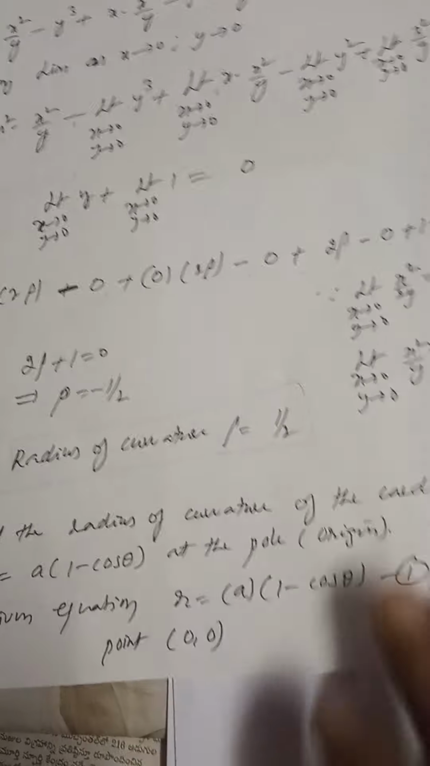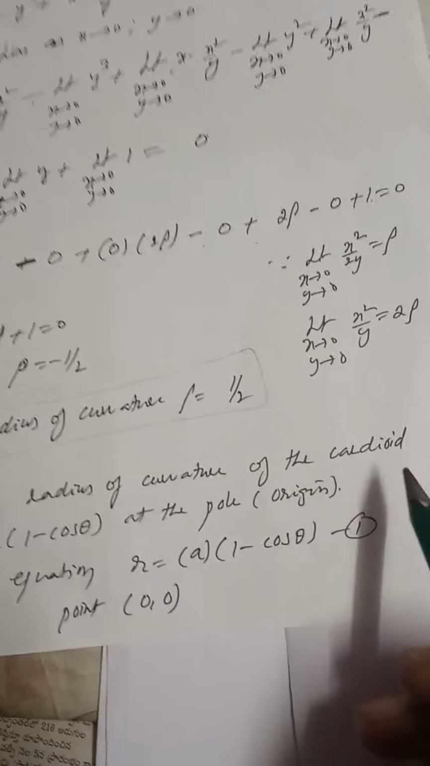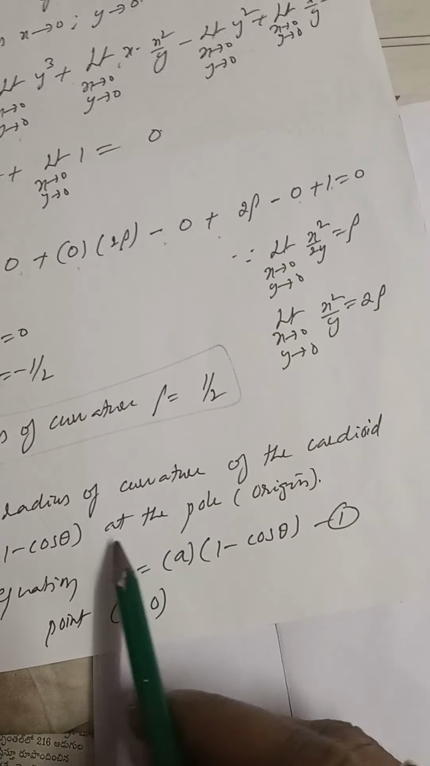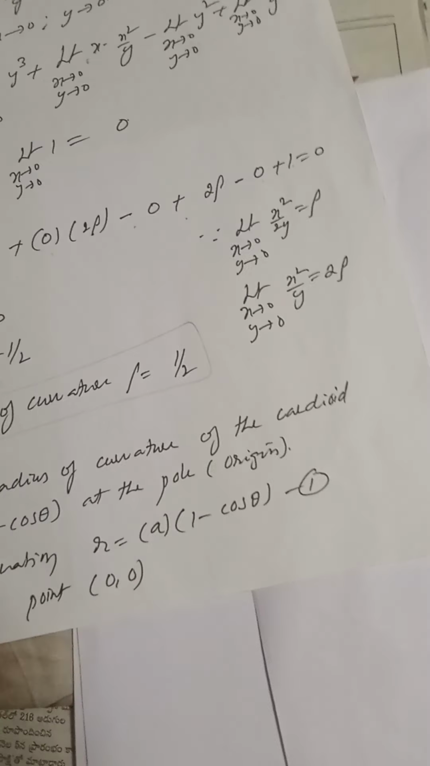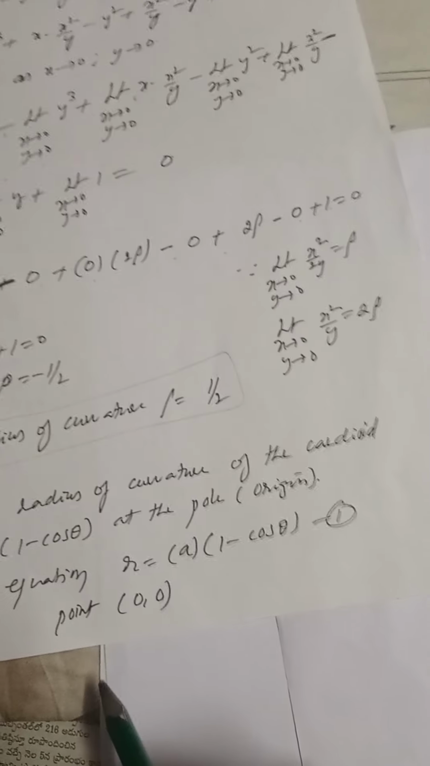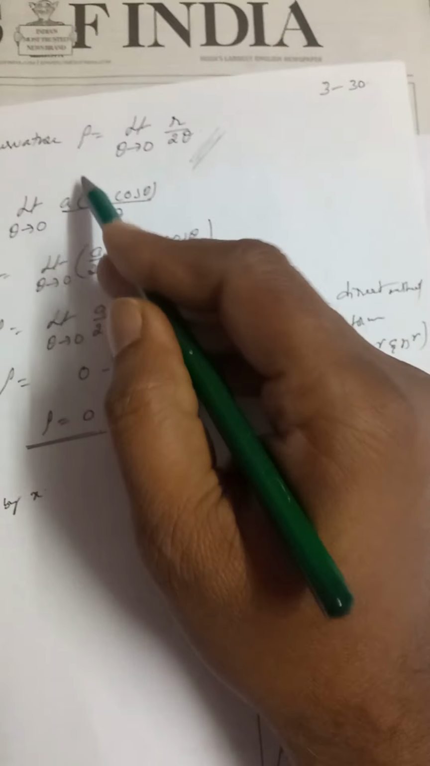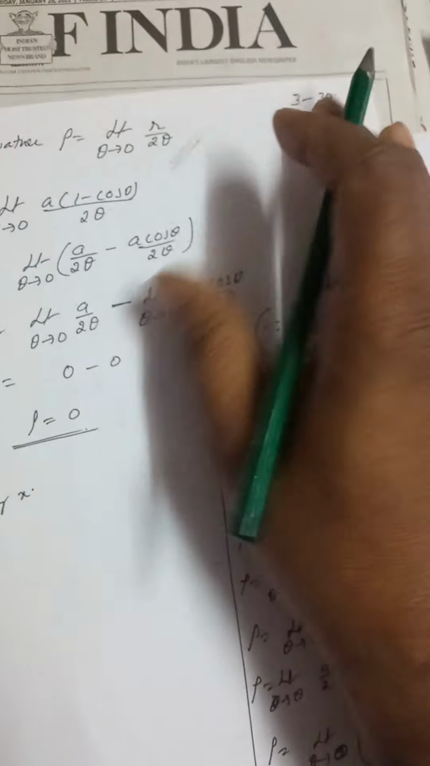See, last problem. Find the radius of curvature of the cardioid r is equal to a into 1 minus cos theta at the pole, or you can say origin. Given equation r is equal to a into 1 minus cos theta, and the given point is nothing but the pole, nothing but the origin, that is 0 comma 0. Right. Radius of curvature rho is equal to limit theta tends to 0 of r by 2 theta.